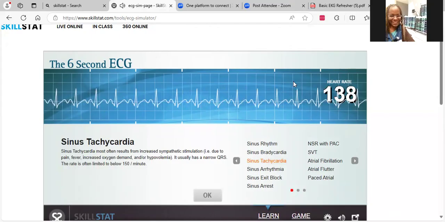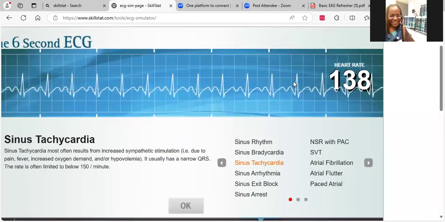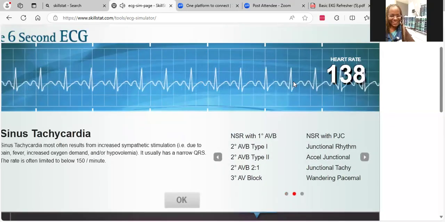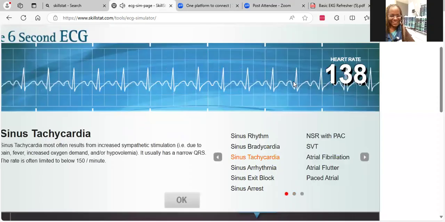I've had many people ask me how many rhythms there are. We have our sinus rhythm category here, if you're looking. So there's sinus rhythm, sinus tachy, sinus arrhythmia, sinus exit block, and sinus arrest. We have our next videos, sorry, the next rhythms where we have early beats and atrial rhythms. So we have normal sinus rhythm with a PAC, supraventricular tachycardia, atrial fib, atrial flutter, and paced atrial rhythms.